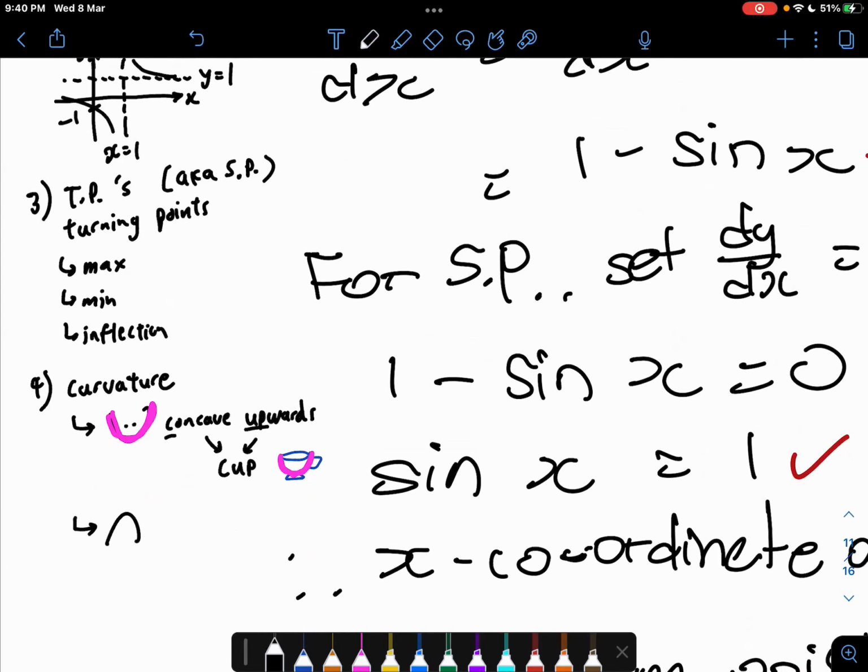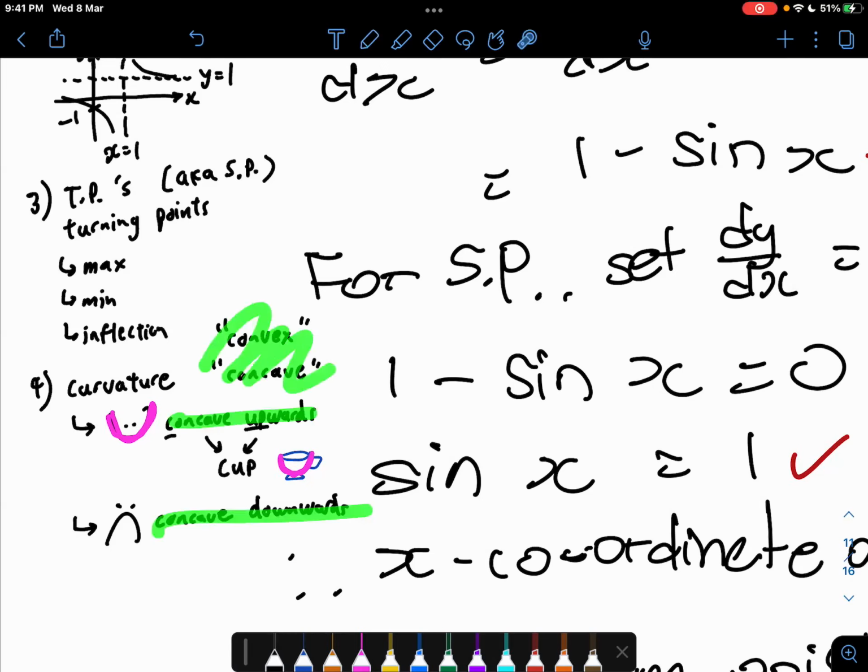Next one, sad face, concave downwards. Opposite of upwards, downwards. There's another word called convex. You go and Google on your own what is convex versus concave. I only know these 2 phrases. I don't want to confuse you with those other 2.